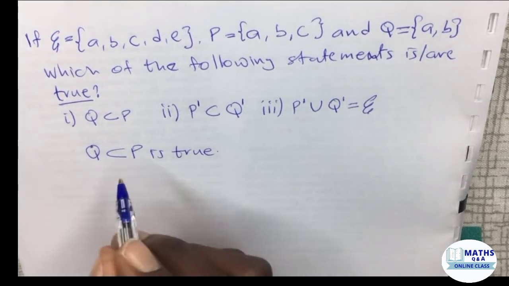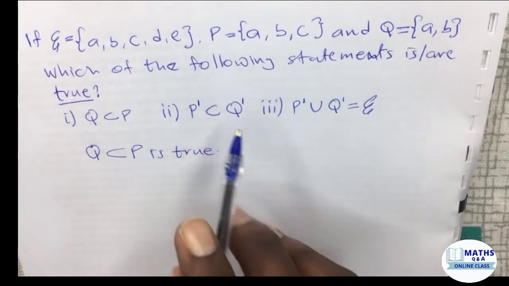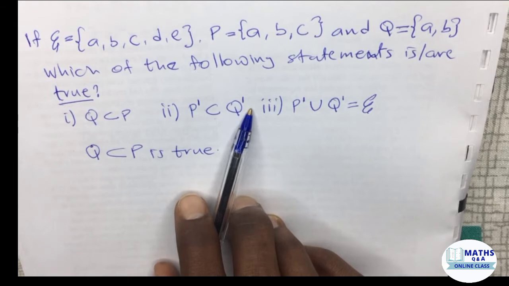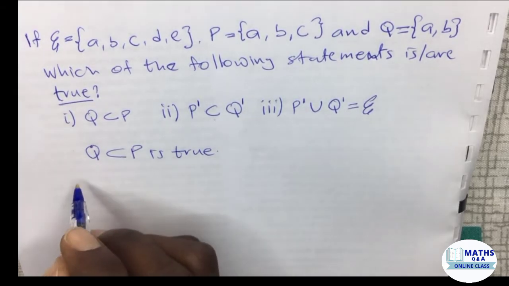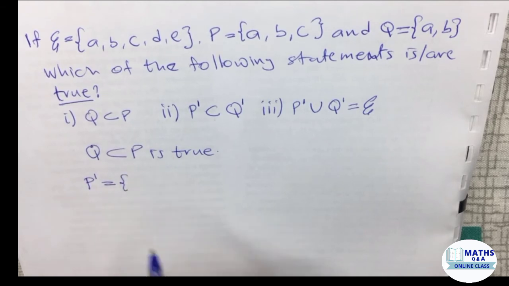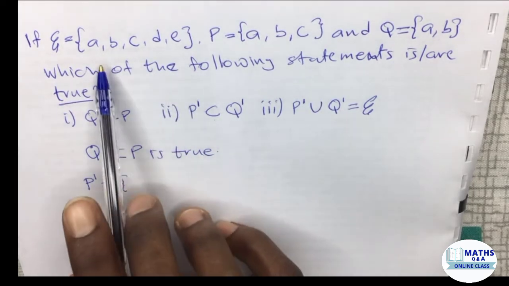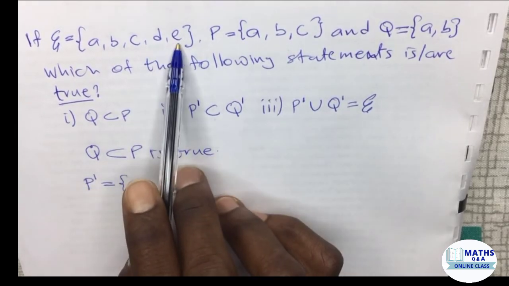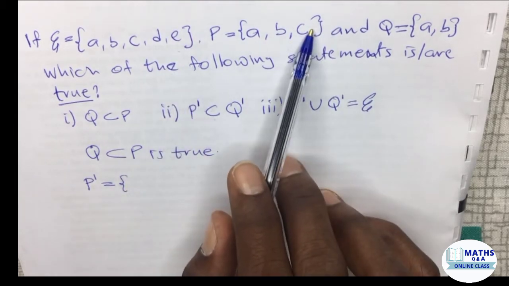Let's look at P prime being a subset of Q prime. The first thing we need to do in here is to find P prime. P prime are the elements in the universal set that cannot be found in the set P. So we look at the elements in the universal set that cannot be found in the set P. And we can see that D and E are in the universal set but cannot be found in the set P.